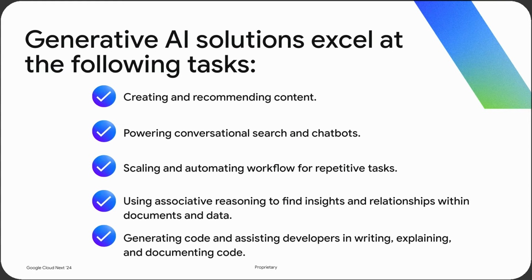It sounds simple, right? And generative AI is actually great at the following tasks. Let me read this very quickly for you. Creating and recommending content, powering conversational search and chatbots, scaling and automating workflow for repetitive tasks, using associative reasoning to find insights and relationships within documents and data, and generating code and assisting developers in writing, explaining, and documenting code.